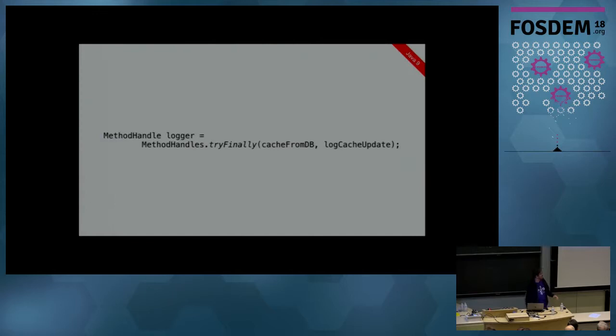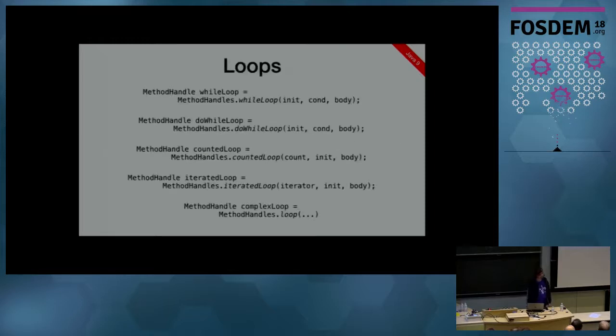And so in Java 9 now, we can just do this and say try finally and put it in the right places. We also didn't have loops, which were added. So here we have just simple while loops or a do while loop, a counted loop, or an iterated loop that has an iterator and then just walks through a collection, for example. And then the general case, the methodhandles.loop, has very many different ways that you can configure it to handle other types of loops. These are all just sort of subversions of that.